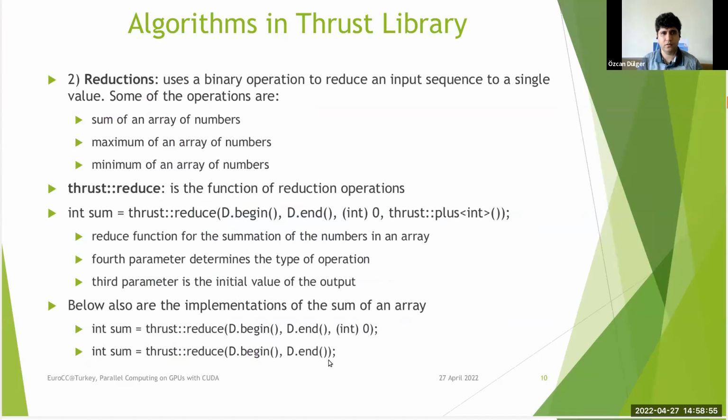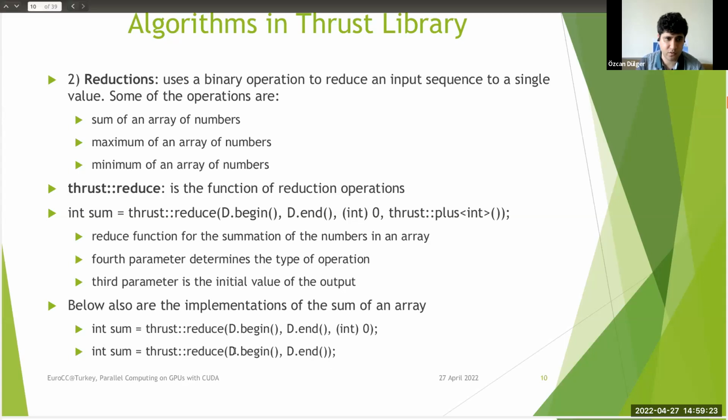Okay, the second algorithm in the Thrust library is reductions. Reductions use a binary operation to reduce an input sequence to a single value. Some of the operations are the sum of an array of numbers, as I told you in the previous session, the maximum of an array of numbers, or the minimum of an array. thrust::reduce is the function for reduction operations.